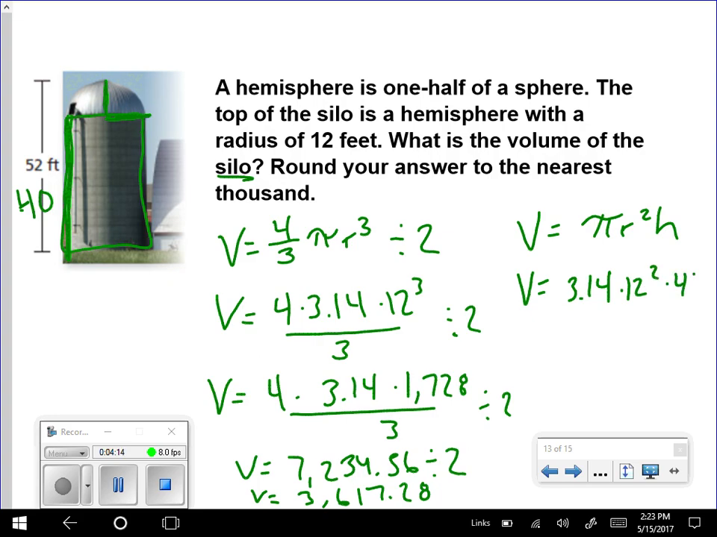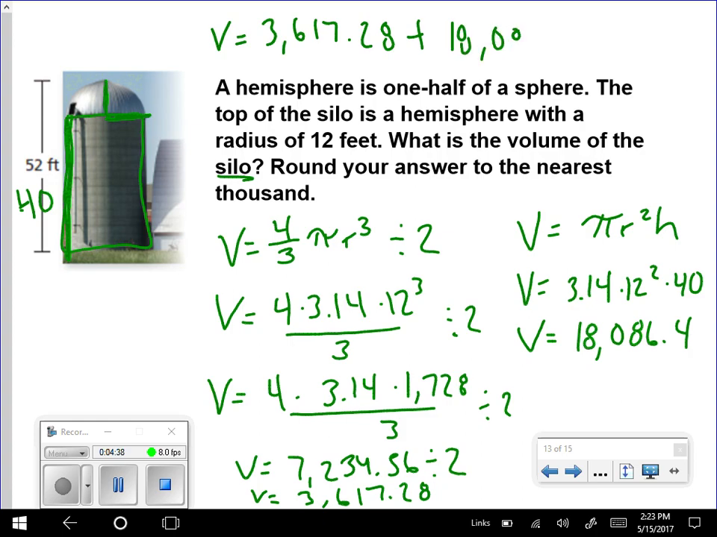Okay, now the cylinder would be pi r squared h, so the r is still going to be 12, and the h here is going to be 40, not 52, because that's the whole height. So 12 squared is 144, times 3.14 times 40 gives me 18,086.4. So now if I want to find the volume of the entire silo, it's going to be 3,617.28 plus 18,086.4, which gives me 21,703.68 feet cubed.